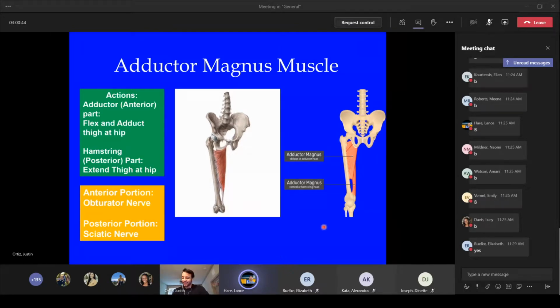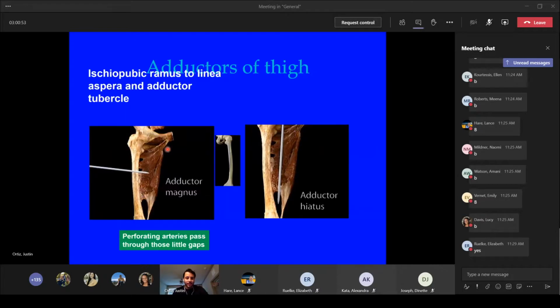Thank you. Okay, gotcha. That's why I dedicated a slide to this, because I felt like that was a little confusing. So here it is again, going from the ischiopubic ramus and then going to the linea aspera, which would be mostly the portion that's associated with adduction, and the adductor tubercle, which is mostly associated with extension of the femur at the hip. So basically bringing the femur back.